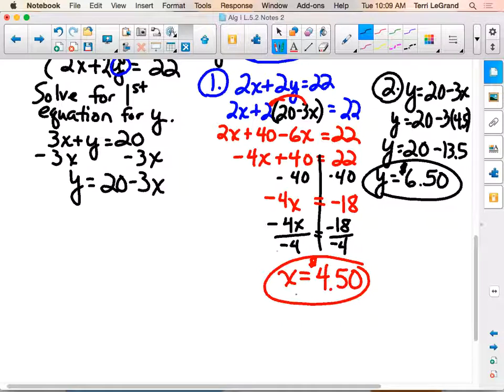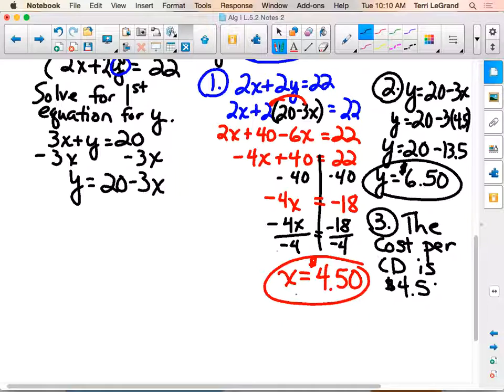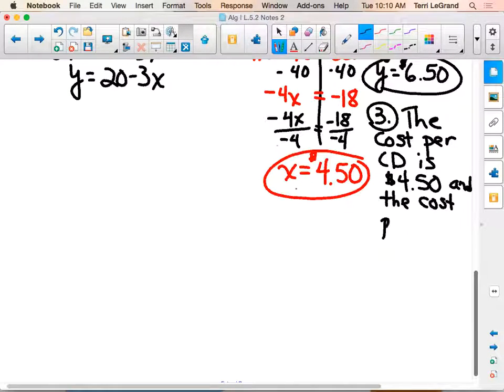Now, this is a word problem. In step 3, instead of writing it as an ordered pair, we write what? Words. Words in a sentence, that's right. So, the cost per CD is how much? How much are the CDs? $4.50. Yep, $4.50. And the cost per DVD is $6.50.